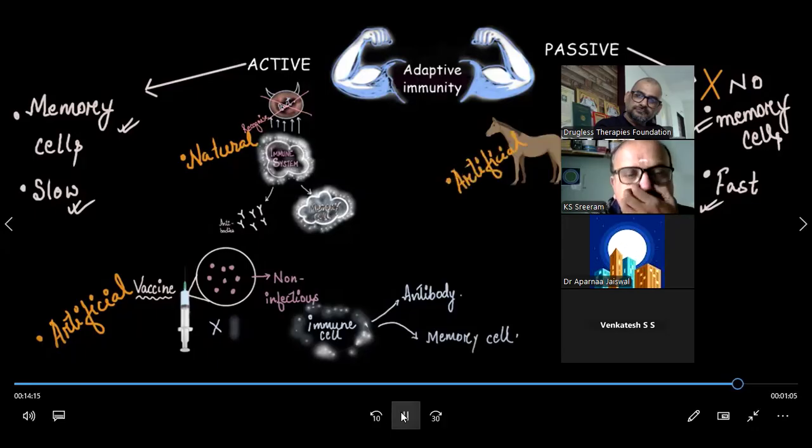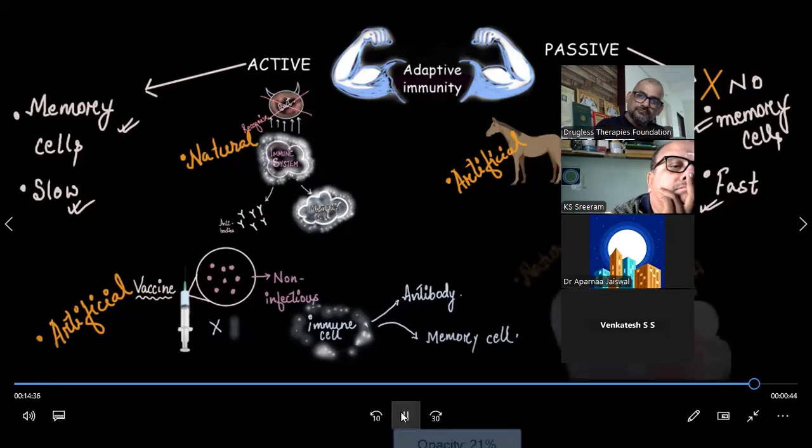Now, how about you think of a natural passive immunity? The definition of natural would be that it is true for every human being. A person does not need to put extra effort in order to get that kind of immunity. So think of an example of natural passive immunity.